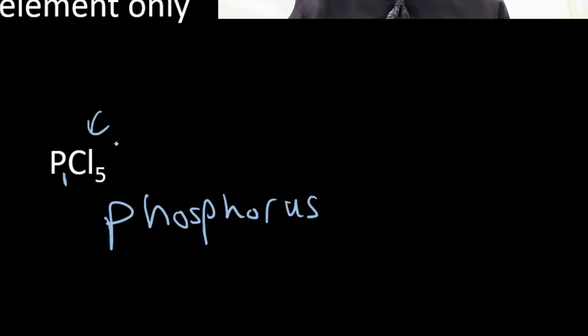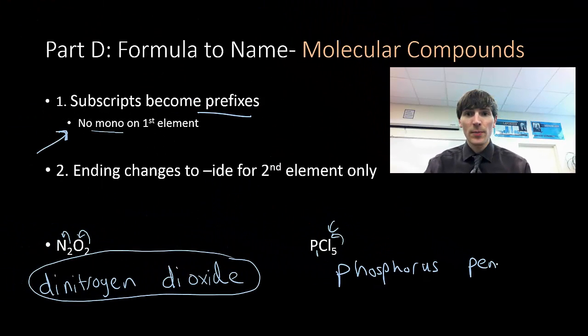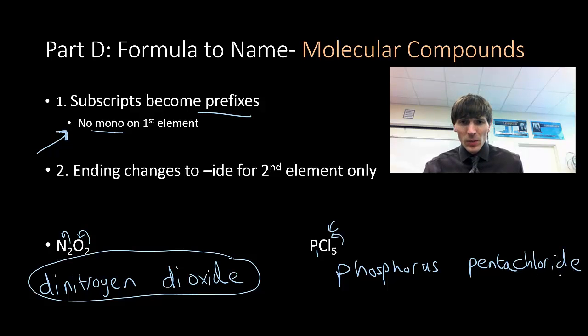We look at the second element, and there's 5 Cls. So 5, I look it up on my chart, stands for penta. Penta means 5, so penta. And then we're going to look at Cl, and we're going to call this chlorine, but we need to change the ending for the second element only to chloride, pentachloride.